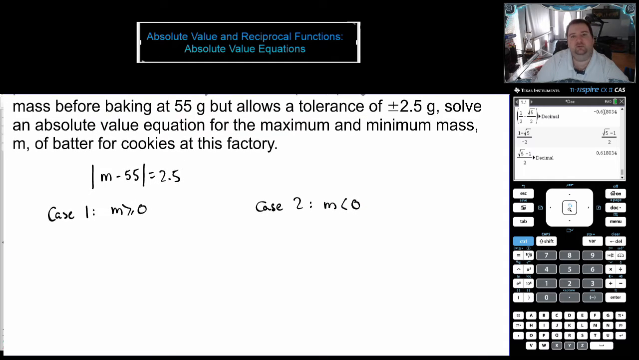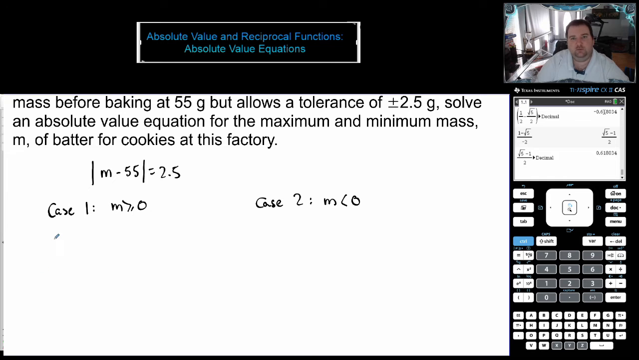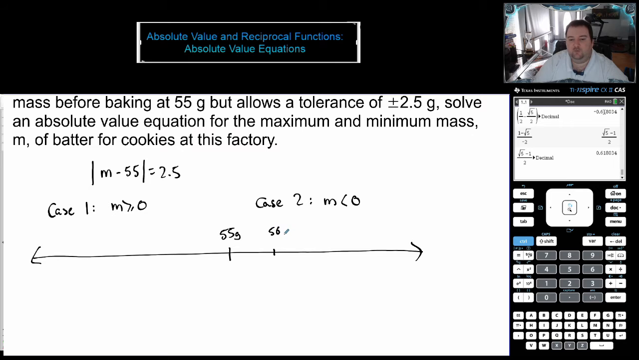Now there's two ways to solve this, okay? The first way is to create just a regular old number line. And this is kind of I'm going to call it the lazy way, okay? So right in the middle, we have our ideal mass, 55 grams. And let's go 56 grams, 57. I'm trying to split these up equally. 58 grams, 54, 53 grams, 52 grams, etc. And these arrows mean they're going to go on forever.